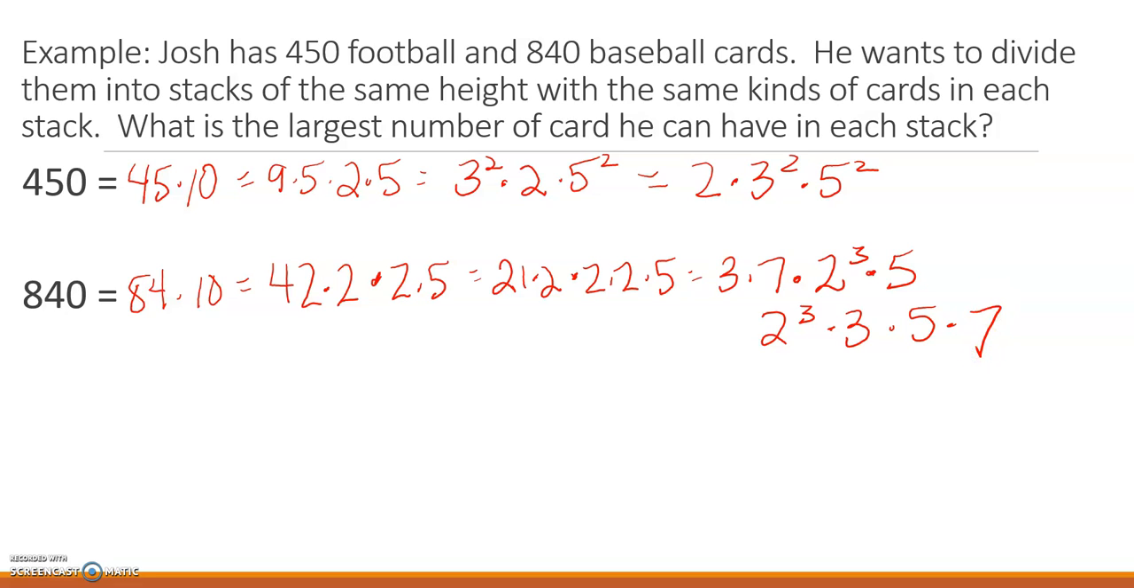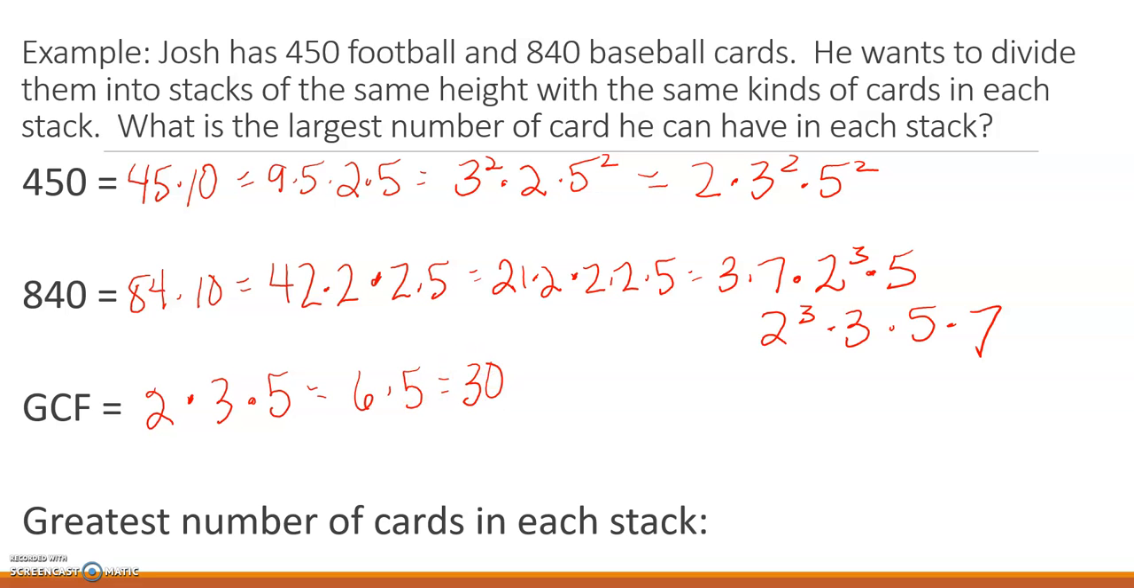We need to ask, are we looking for the greatest common factor or the least common multiple? The largest number of cards he can have in each stack is going to be less than 450 and less than 840. So we are looking for the greatest common factor. Our greatest common factor is 2 times 3 times 5, which is 6 times 5, which equals 30. The greatest number of cards in each stack is 30 cards.